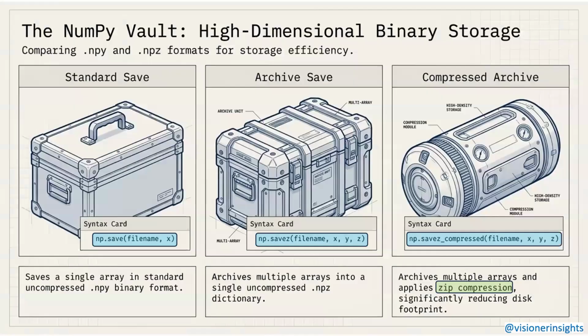Now, let's see how this builds into numerical data with the NumPy vaults. Notice the architectural difference between a standard save, an archive save, and a compressed archive. While saving a single array as a standard uncompressed .npy file is totally fine for quick tasks, leveraging the savez_compressed module actually packs multiple arrays into a single .npz dictionary while automatically applying zip compression. This significantly reduces your disk footprint for massive high-dimensional arrays, which just optimizes your storage architecture beautifully.